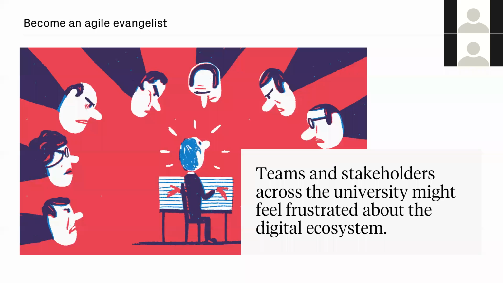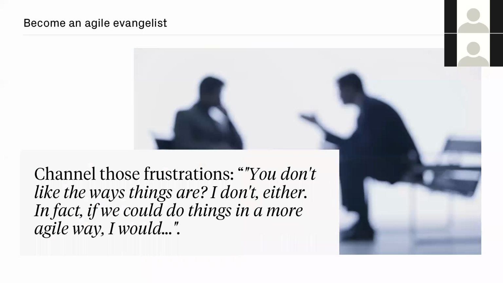Very frequently, teams and stakeholders across the university might feel frustrated about parts of the digital ecosystem, like why can't we do this? Why can't I make a page about that? Why don't we have this feature? And sometimes they can even become very frustrated. So as the owner of digital or a part of digital, your team might be the target of their frustration. So instead of allowing them to harm morale in your department or your team, or make it a reason to build yet more isolated silos, see this as an opportunity to start conversations and say, okay, fine, you don't like the way things are? I don't either.